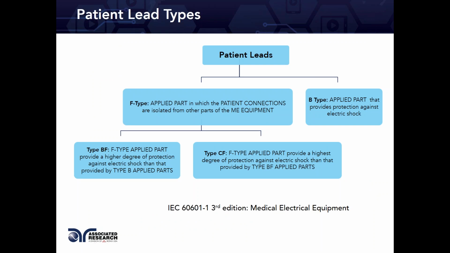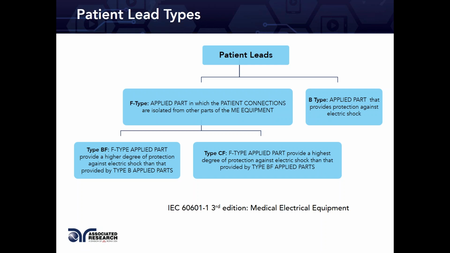For leakage current 102, we want to specifically concentrate on the medical field where there are patient leads, and patient leads are defined in two types of parts, applied parts. So you could have an F-type applied part or a B-type applied part. Now, the B-type applied parts are basic insulation that provides isolation from earth.